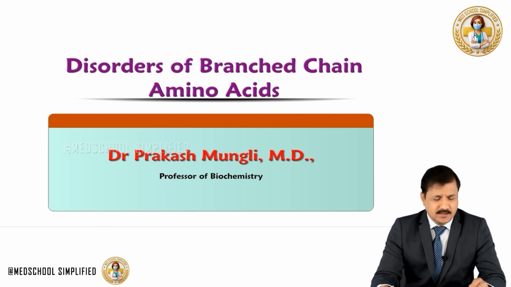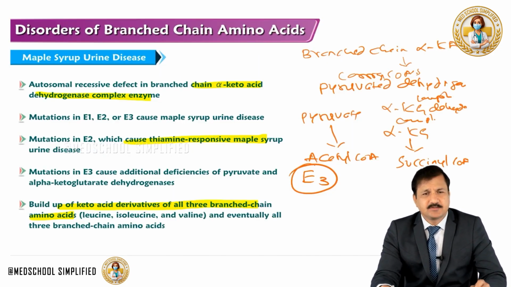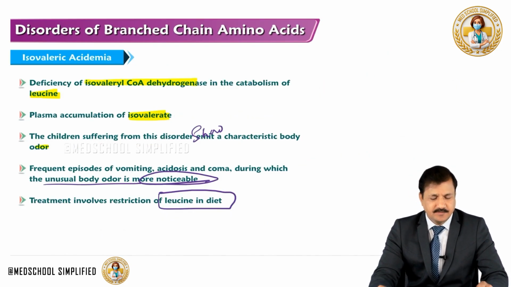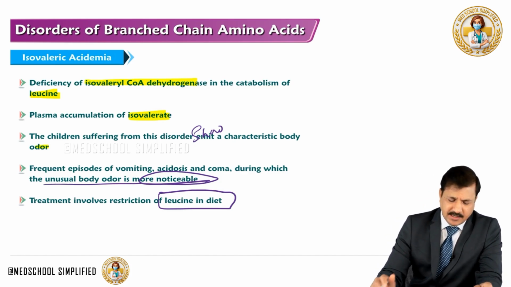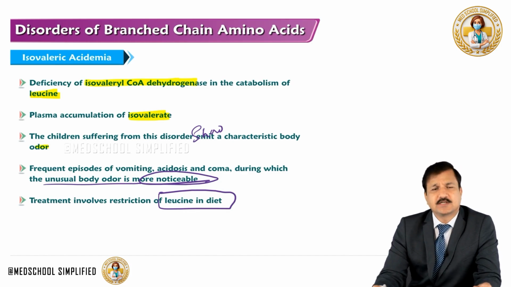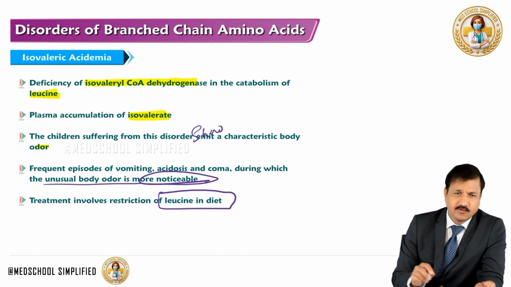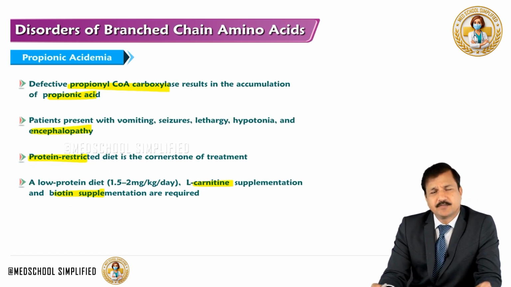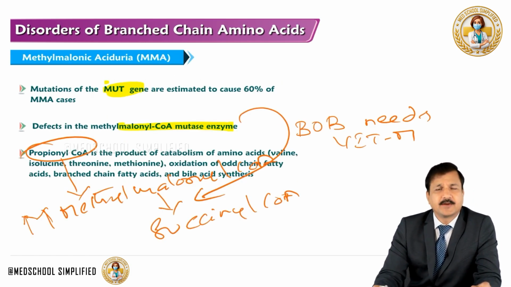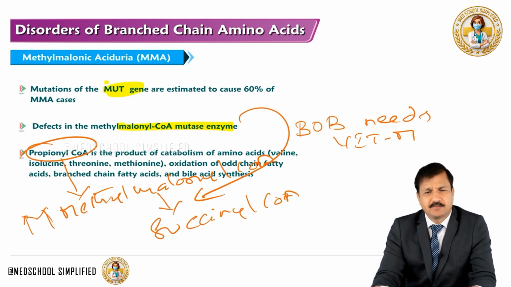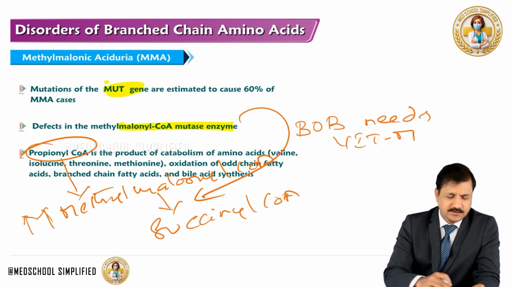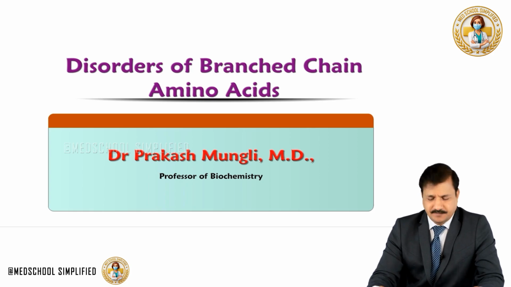So, we have seen maple syrup urine disease, which is because of deficiency of the branched chain α-ketoacid dehydrogenase enzyme. Isovaleric acidemia because of deficiency of isovaleryl-CoA dehydrogenase involved in leucine catabolism. Then we have seen propionic acidemia because of deficiency of propionyl-CoA carboxylase, and then we have seen methylmalonic acidemia or aciduria because of deficiency of methylmalonyl-CoA mutase. So, that's all about disorders of branched chain amino acids.